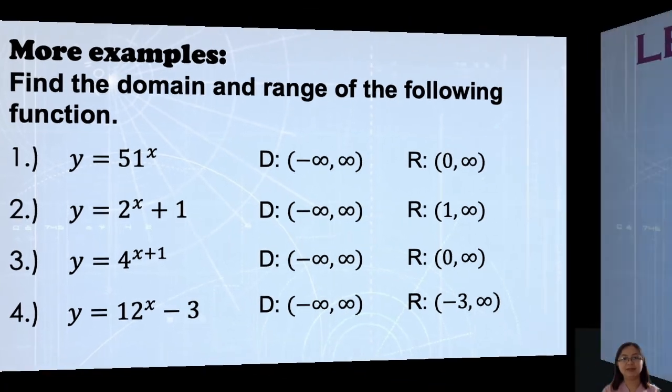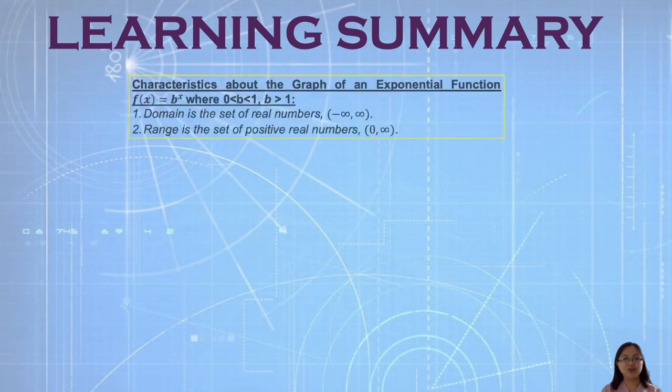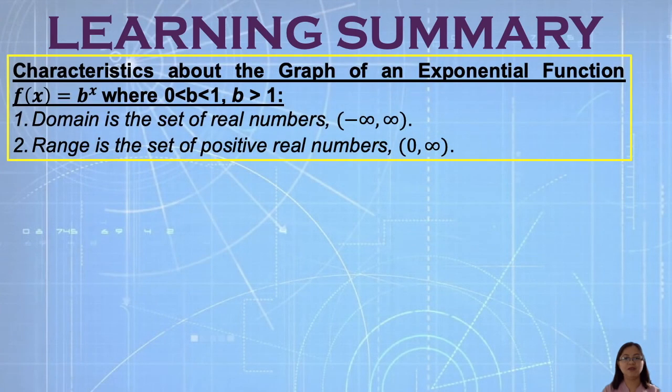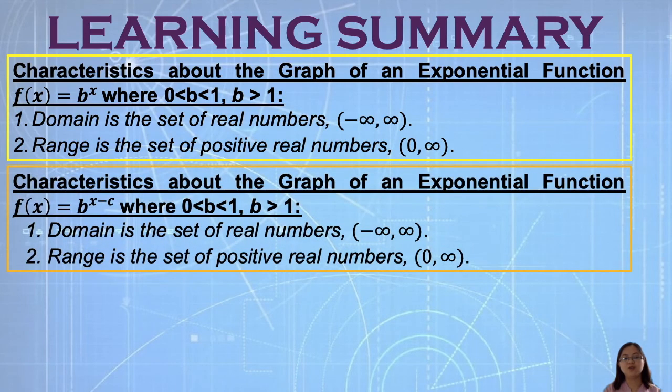So let's sum it up. There are only three forms, three characteristics of the graph of an exponential function. Let's start with the parent function, f(x) = b^x. The domain is the set of all real numbers, while the range is the set of positive real numbers. The next form would be f(x) = b^(x - c). You can see that the constant term is at the exponent. It's the same as the parent function. The domain is all real numbers, and the range is the set of positive real numbers.